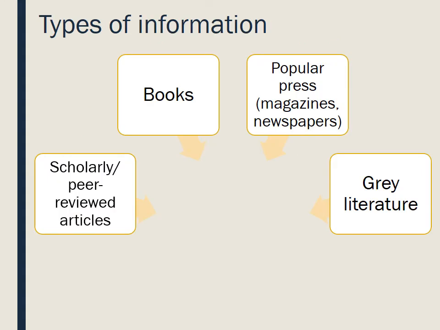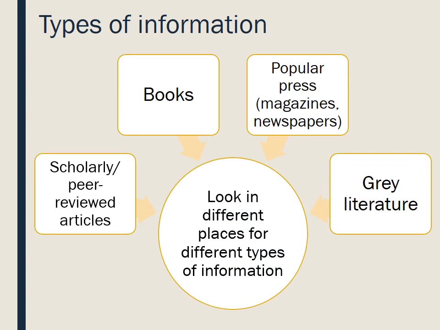There are several different types of information out there. Scholarly peer-reviewed articles, gray literature, which would be things like research reports and government documents, books, and popular sources such as magazines, newspapers, radio transcripts, and things like that. Depending on what type of information you're looking for, you might need to look in a different place for those sources. So it's important to make sure you're looking in the right place.